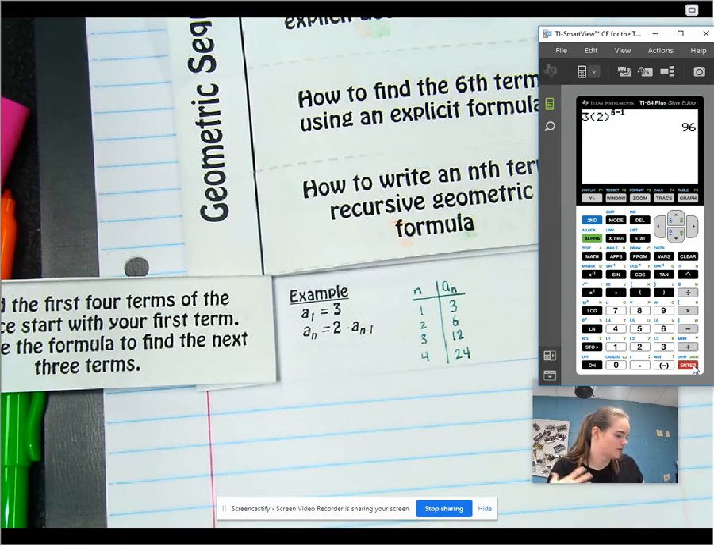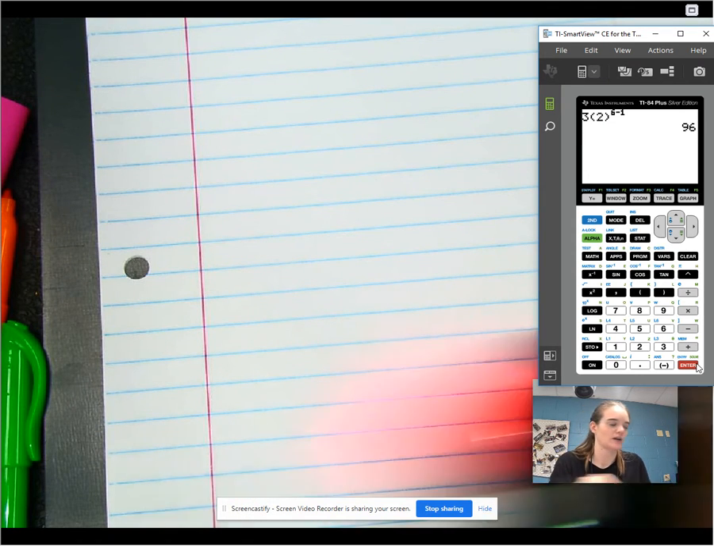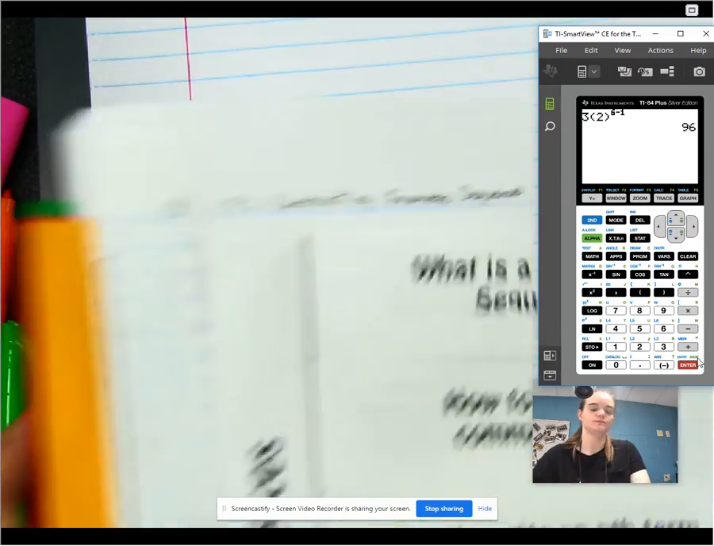Okay, we're going to keep going. We're going to keep writing these. I want you to glue this in on page 50. And then we're going to write on 51.